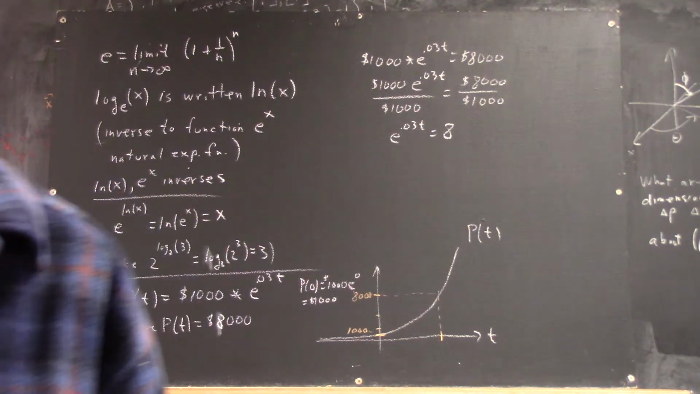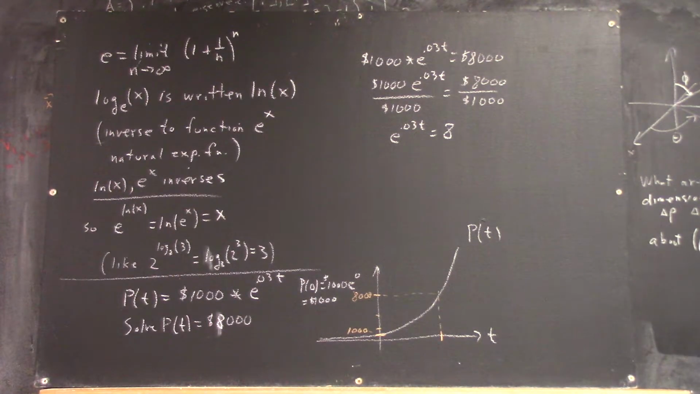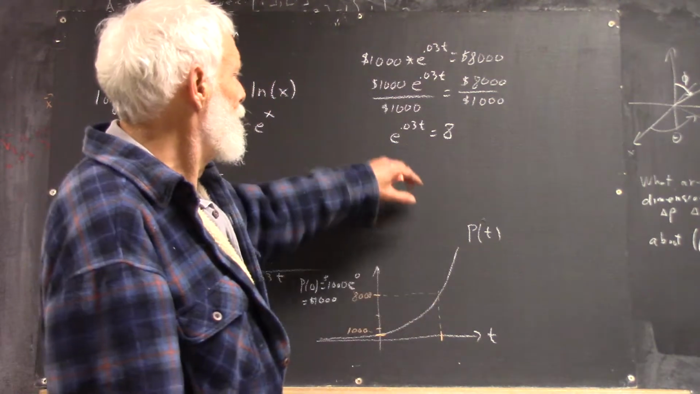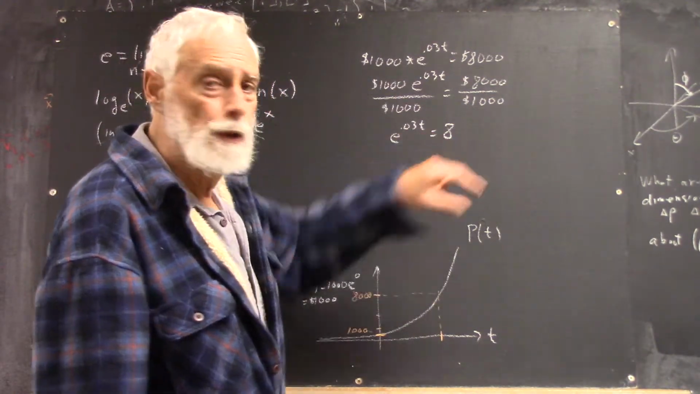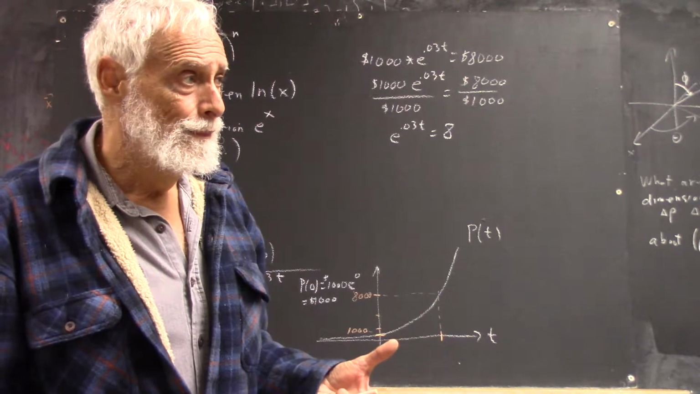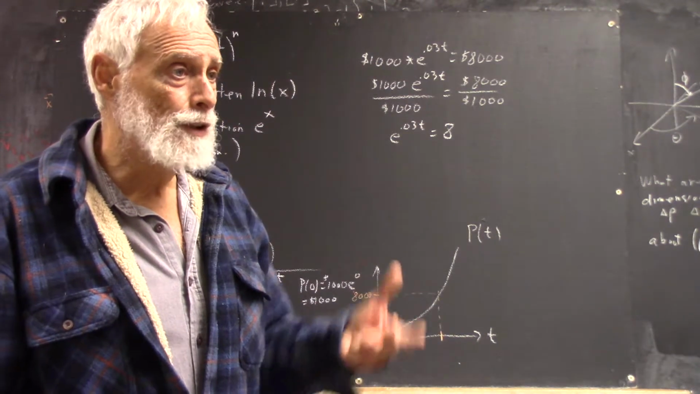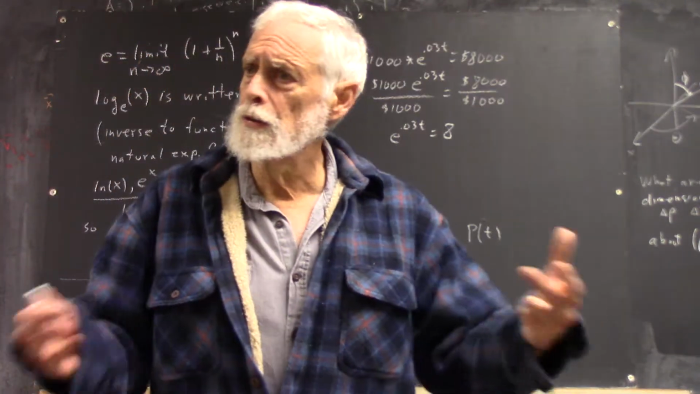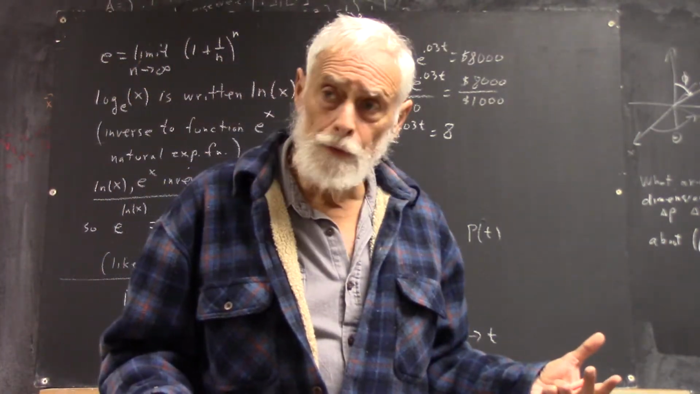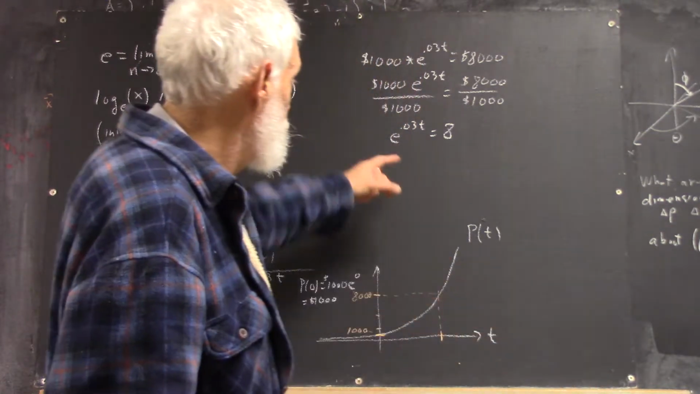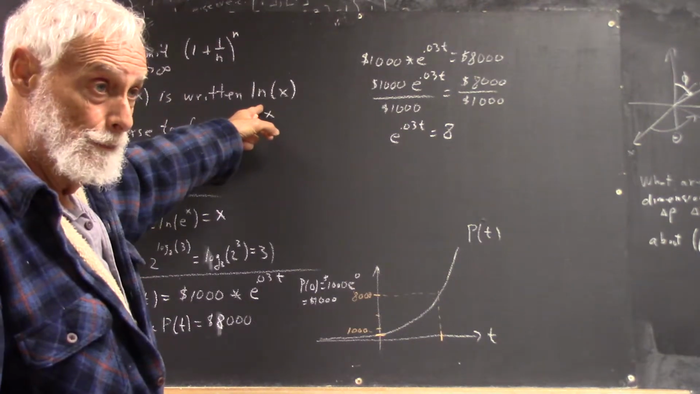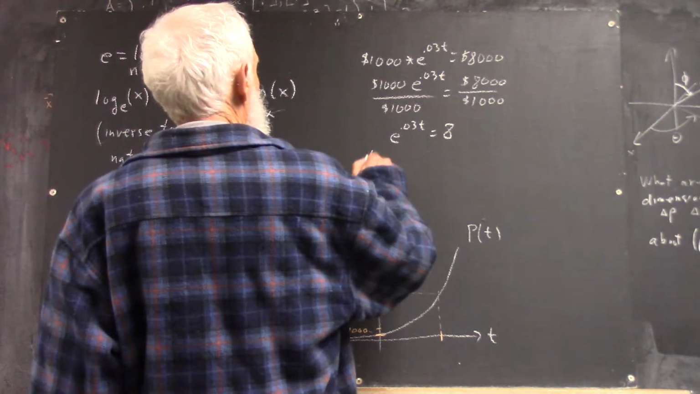Okay? Now what do you do? Well, this is the one that's probably pretty unfamiliar to you. If it was t squared equals 8, what would you do? You take the square root of both sides. How's the square root related to the squaring function? They're inverse functions. What's inverse to the exponential function? The natural log function.